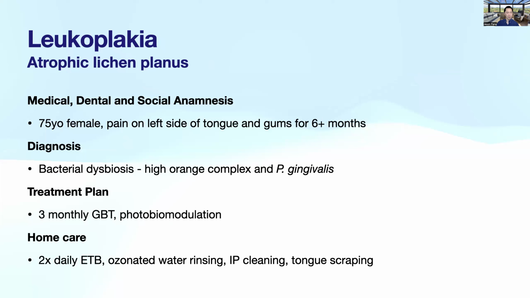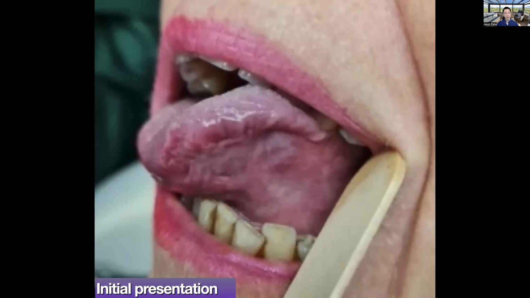Here's a case of leukoplakia with atrophic lichen planus that was diagnosed by a specialist, and the patient had pain on the left side of her tongue and gums for many, many months. The testing showed that she had high numbers of orange complex and P. gingivalis. So we did some laser treatment to help with the lesions and improved her oral hygiene. You can see the very keratinized, thick roughness of the tongue, although no painful lesions right there.